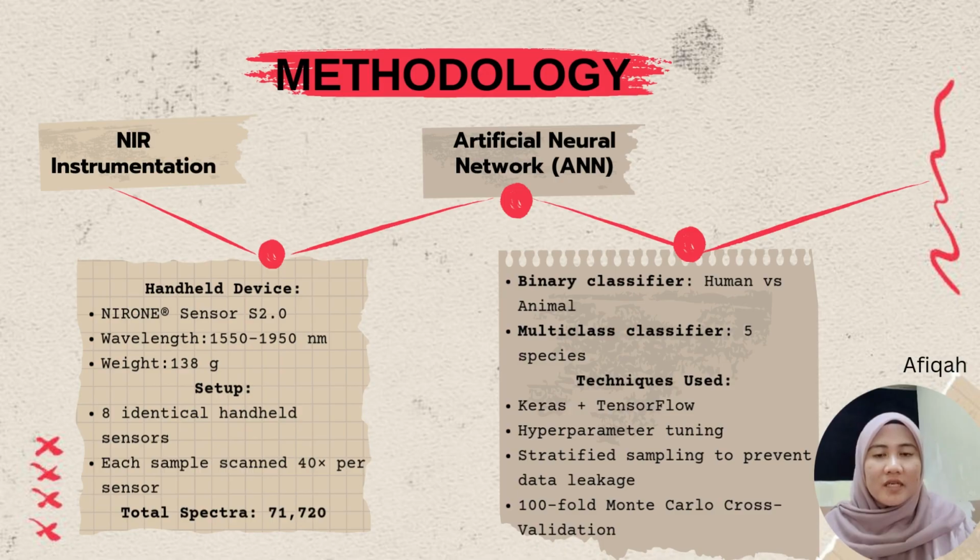For the data analysis, we develop 2 types of classifier: a binary classifier for human versus animal, and the second one is a multi-class classifier for 5 species to differentiate human from animal bones.